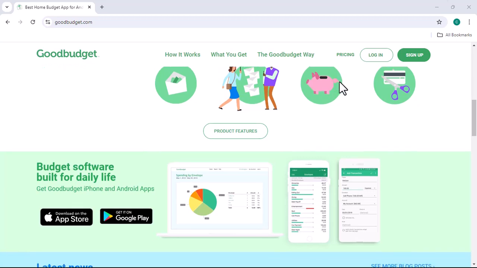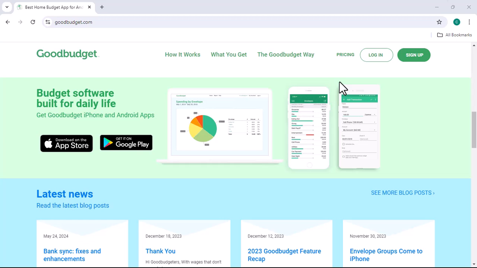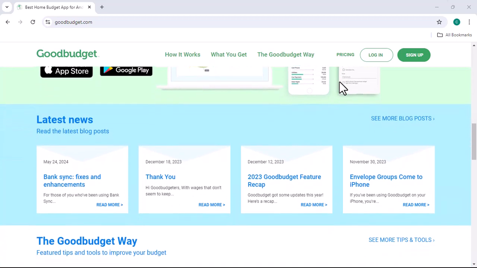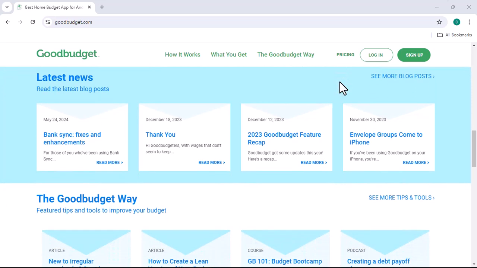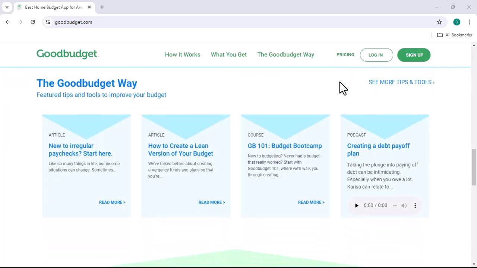So, is Goodbudget right for you? If you prefer a hands-on approach to budgeting and like the idea of dividing your money into different categories, then it might be worth a try. It's a great option for people who want to simplify their financial lives and build better spending habits.